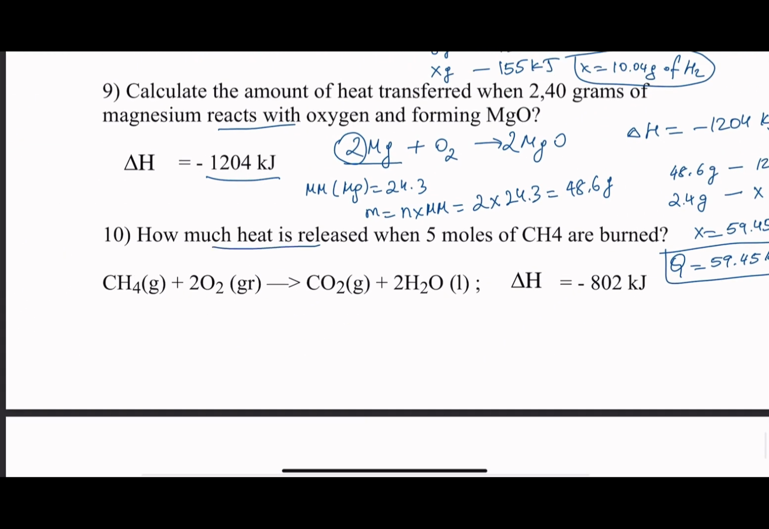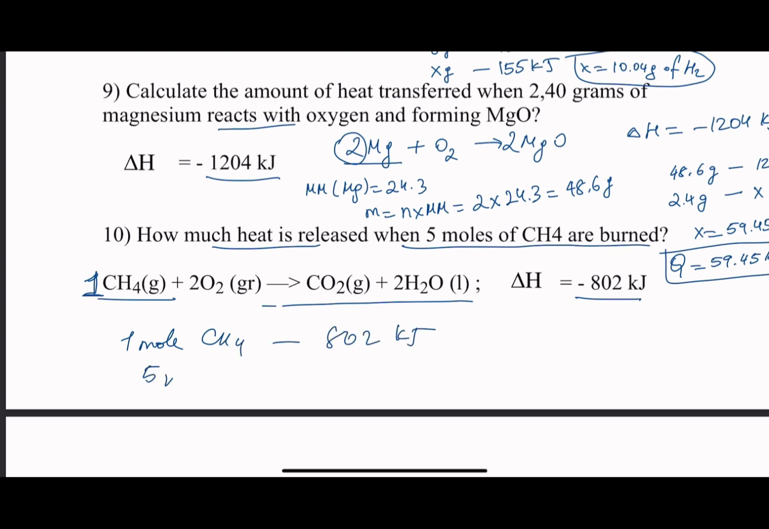Now, how much heat is released when 5 moles of CH4 are burned? So you see for 1 mole, first of all, you need to check if everything is balanced. So if it's balanced, for 1 mole, we release this much energy. So 1 mole of CH4, we released 802 kilojoule, and for 5 moles, it will be 5 times more of that, and this would be 4,010 kilojoule, and that is that.